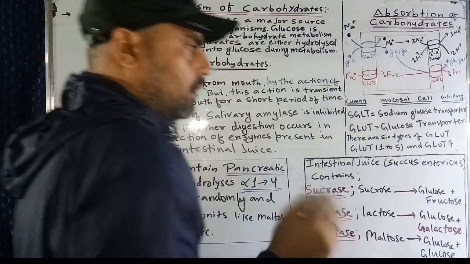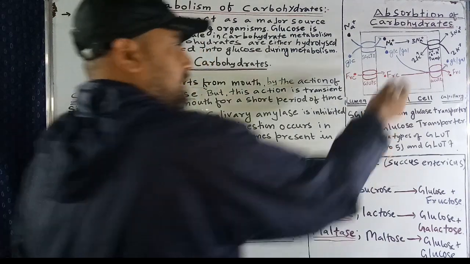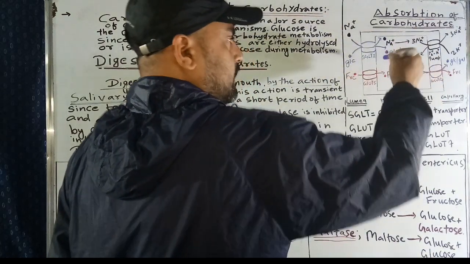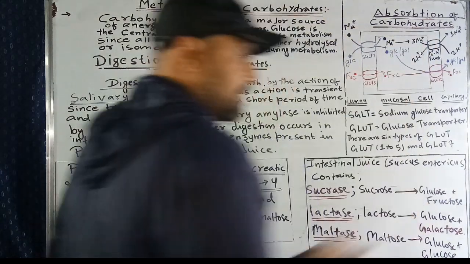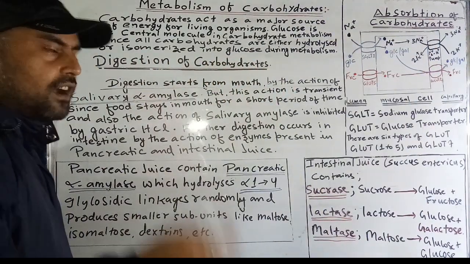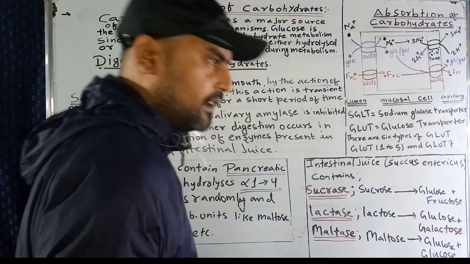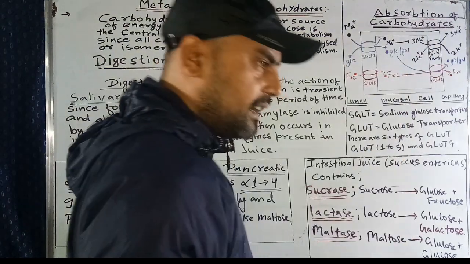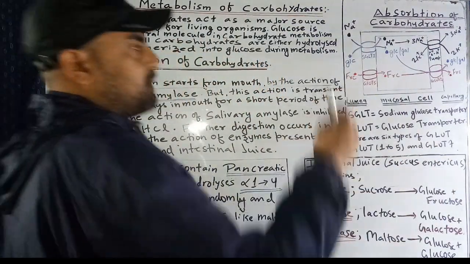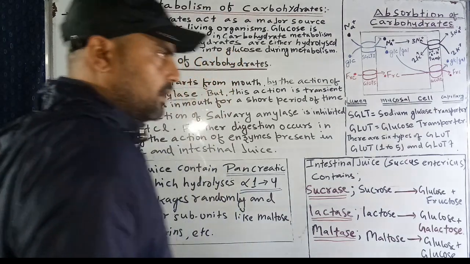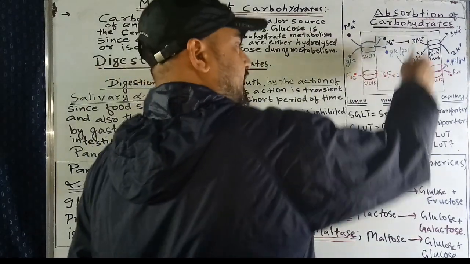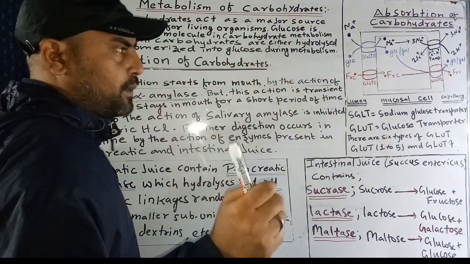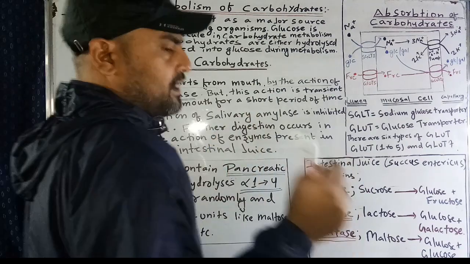And if you know electrolytic balance, this is the mucosal cell. Inside the mucosal cell, the concentration of Na plus rises, which is not a physiologically favorable condition for the cell. Physiologically, there is a low concentration of Na plus inside the cell and a high concentration of Na plus outside the cell. So for the entry of glucose, there is extra entry of this Na plus ion, and that needs to be transported out.